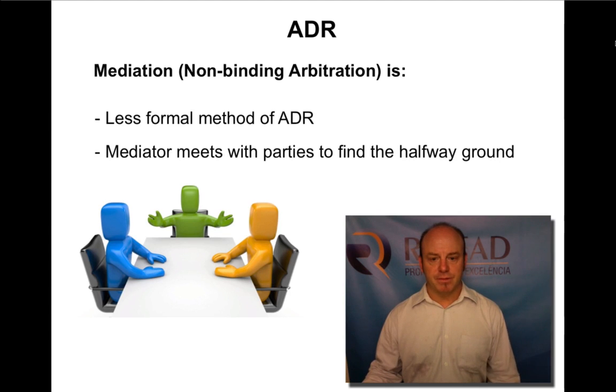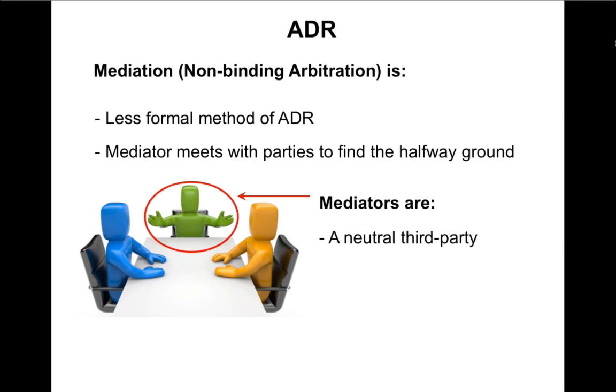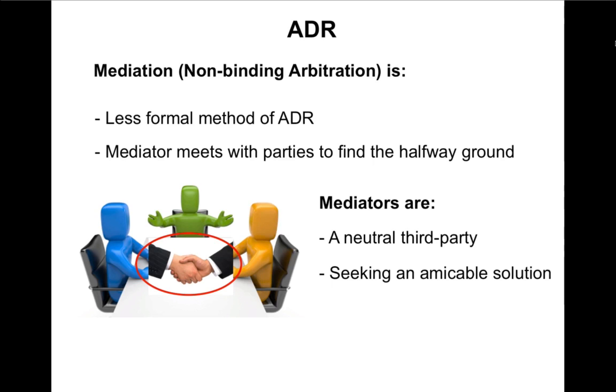The mediator meets with the parties to find the halfway ground. So there you'll see we have party blue, party yellow, and the green party would be our mediator. There he is. Usually the mediator is a neutral third party, and the aim is to seek an amicable solution where both parties are happy.